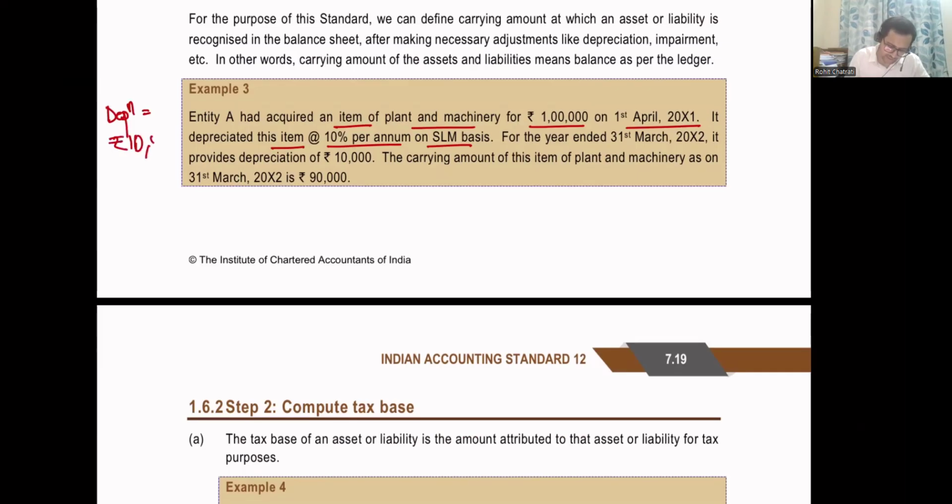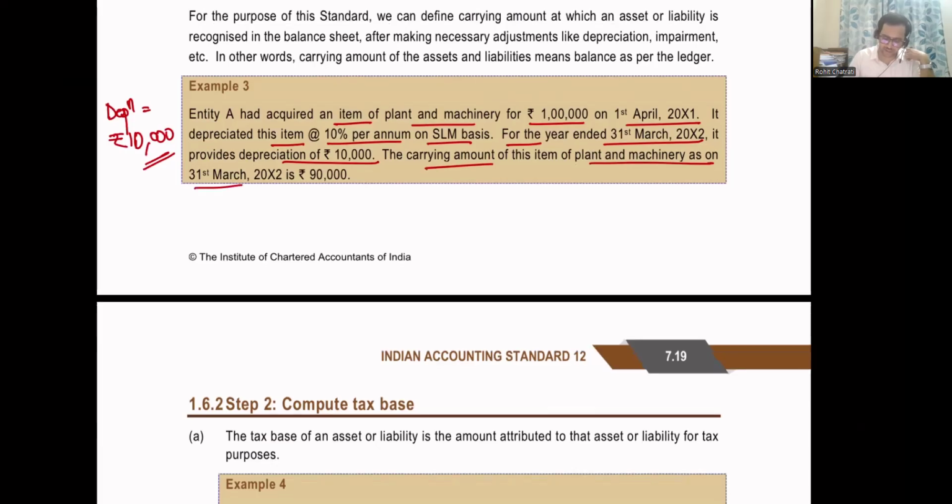1 lakh is the cost of the machine. 10% is the depreciation rate. Assuming a salvage value of 0, the depreciation is going to be 10,000 on a per annum basis. For the year ended 31st of March 2012, it provides a depreciation of 10,000, which we obviously know. Therefore, the carrying amount of this item of plant and machinery on 31st March 2012 is going to be 90,000.